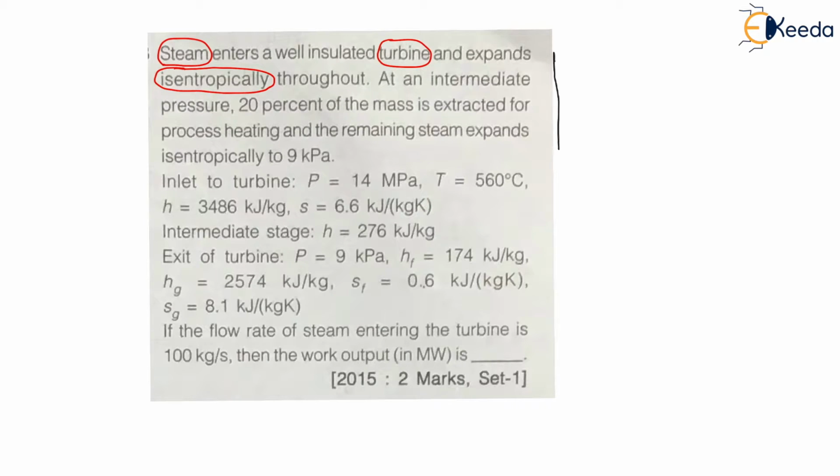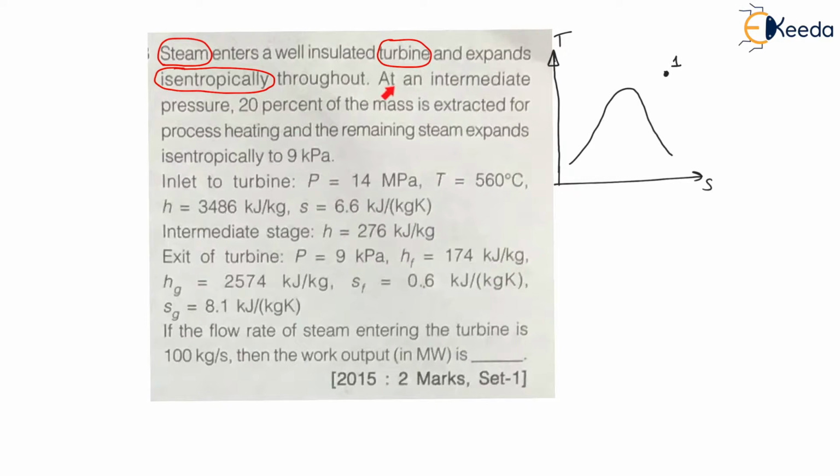If I draw temperature versus entropy diagram, temperature on y-axis and entropy on x-axis, now there will be a liquid vapor dome, because it is a Rankine cycle, steam turbine cycle. Now here the expansion is isentropic. Let us say the expansion starts at condition 1.